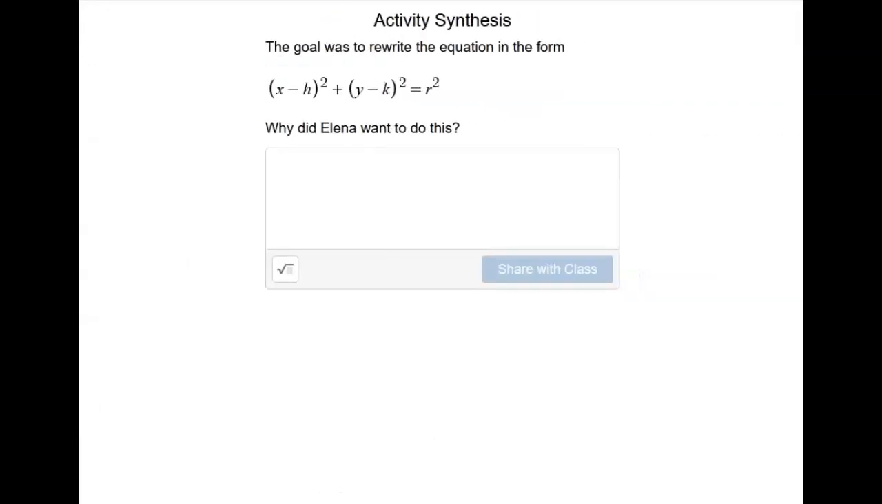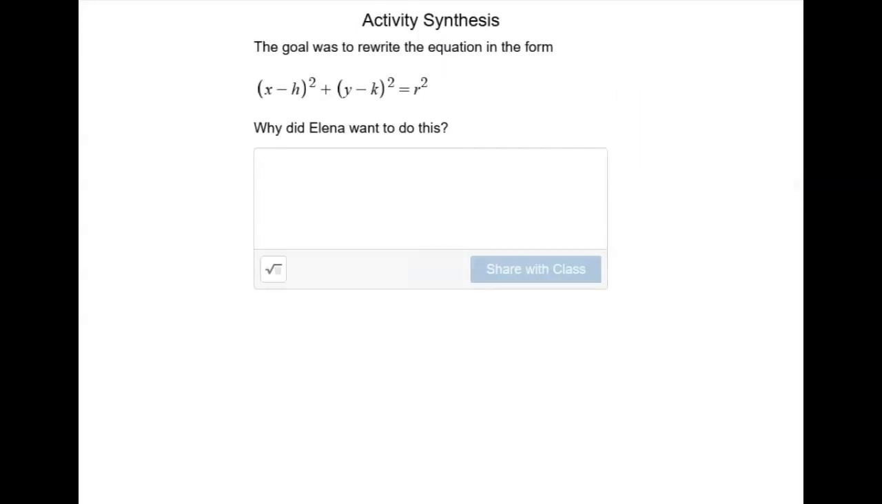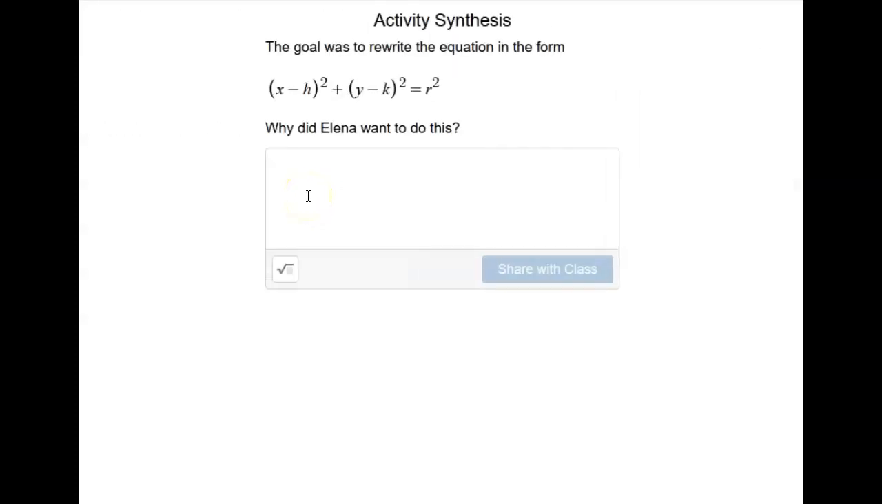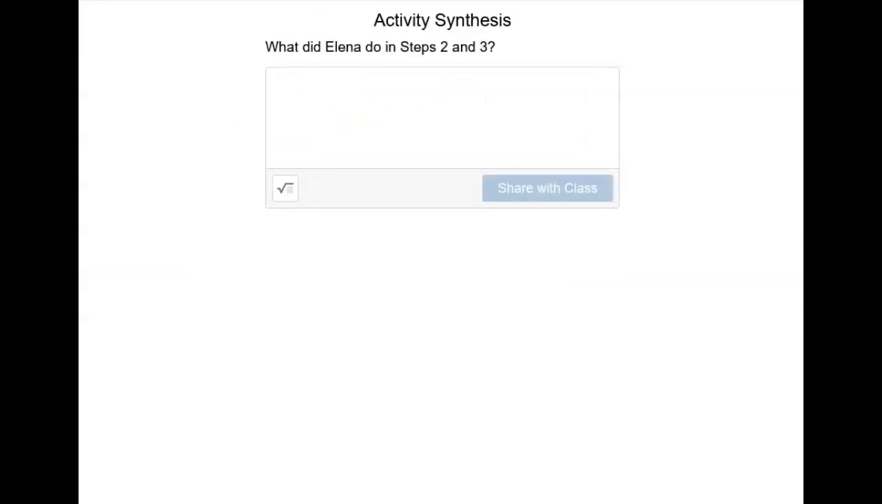Okay, so we're going to skip a little bit of this. The one that I do want to talk about is this one. Why did we want to write this like this? It's much easier to figure out what the center and the radius are if it's in this form versus that first form that we started with. So if we have it in this form, then we can figure out our center and our radius easily, which is how we graph.